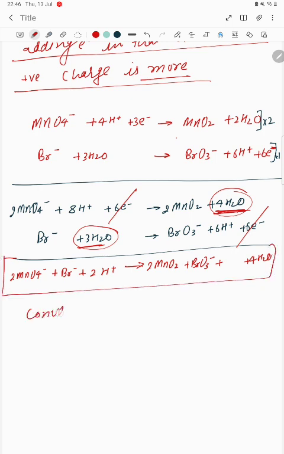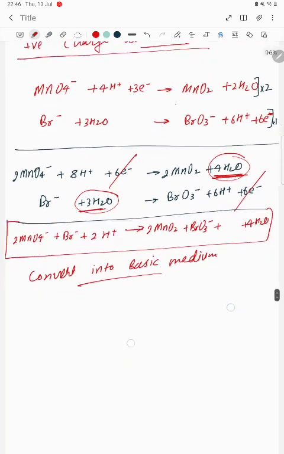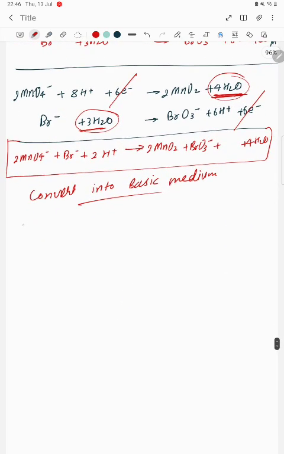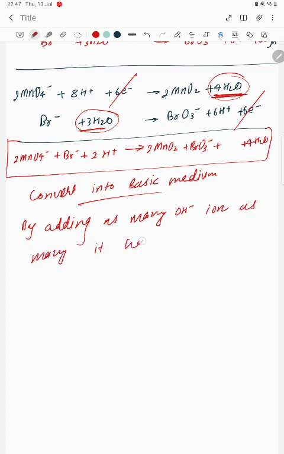Now we need to convert it into basic medium. How can you convert it into basic medium? By adding as many OH minus ions as it has H plus ions.